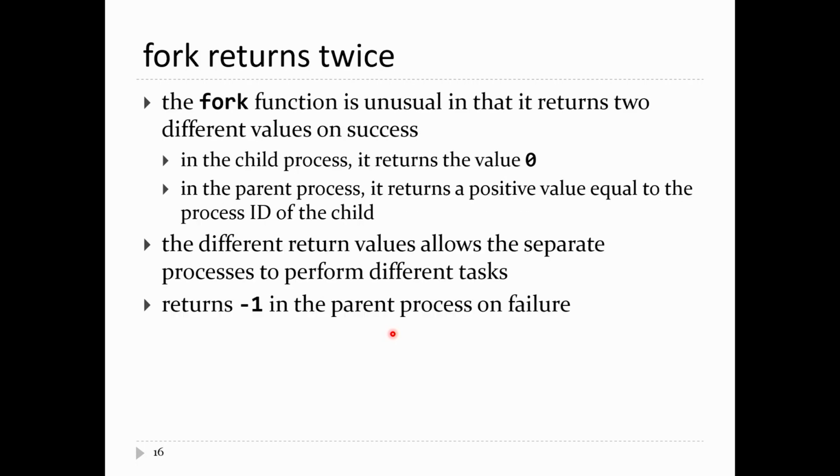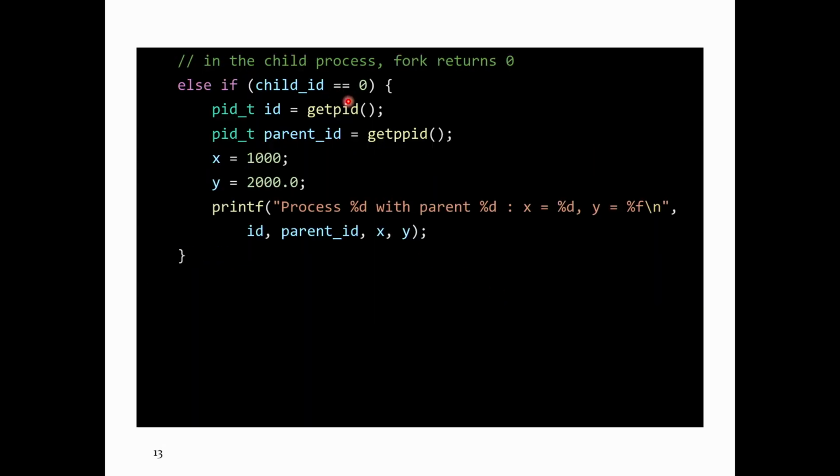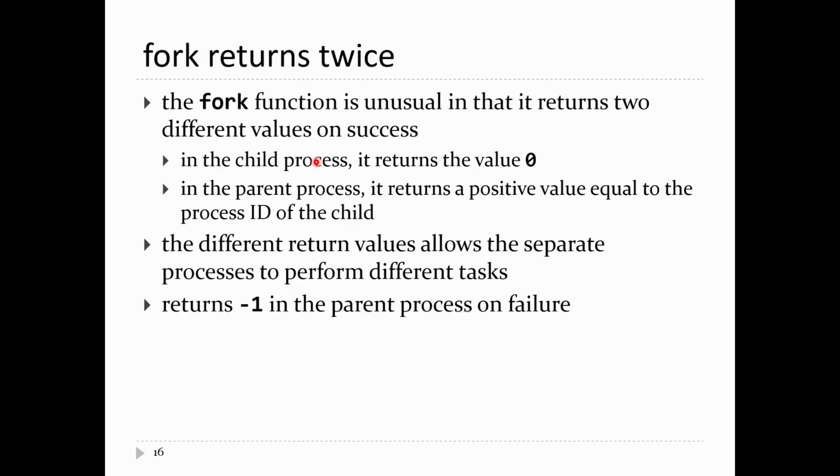All right. So fork is weird, it returns twice. It returns two different values on success. The child process always gets back 0 as the return value. The parent process gets back the ID of the child process. The different return values let you separate the processes to perform different tasks. By writing this if statement up here, you can get the child to do something here, and then you can get the parent to continue doing something here.